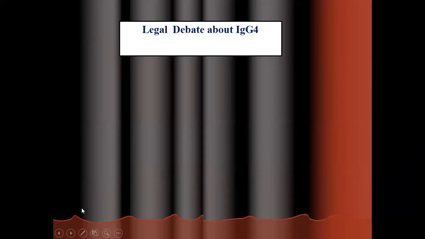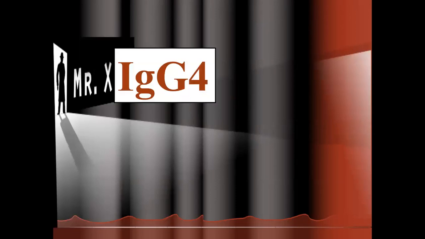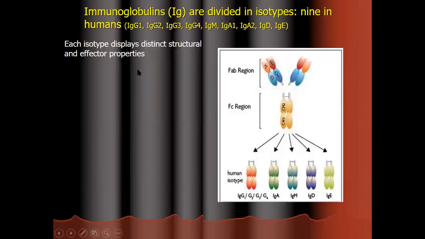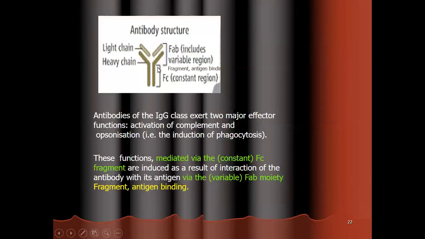Now, let us go for some logical debate about IgG4. We have in our body, as you know, 9 immunoglobulins. Why did IgG4 come as a disease by itself? What is wrong in IgG4? As you all know, we have 9 types of immunoglobulin. All have a basic structure. Any antibody structure has 2 heavy chains and 2 light chains.